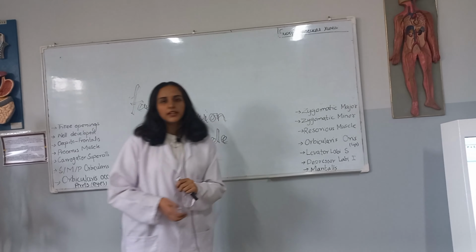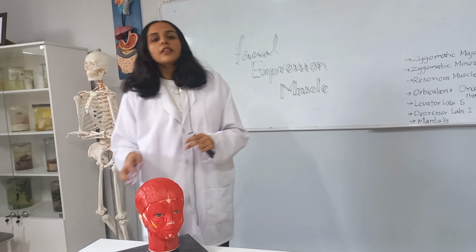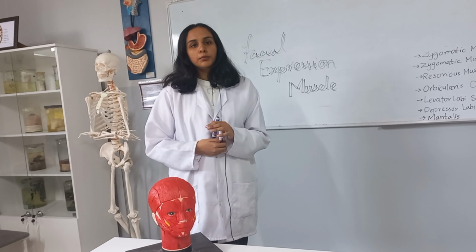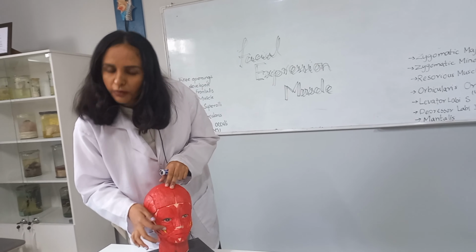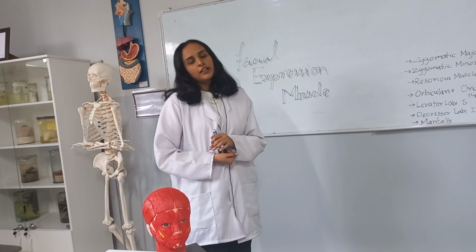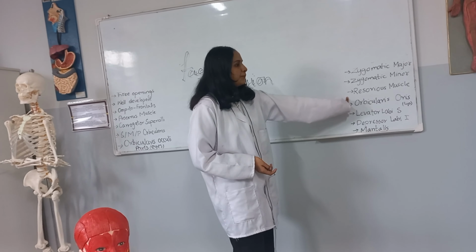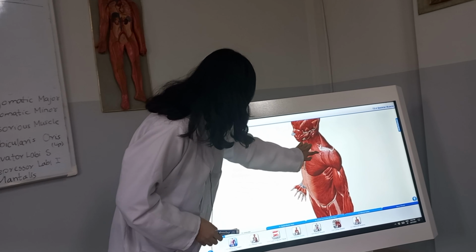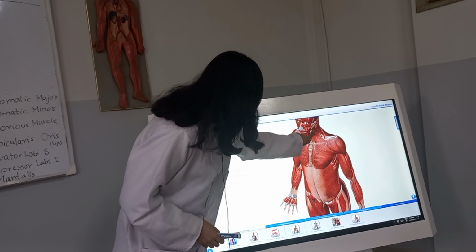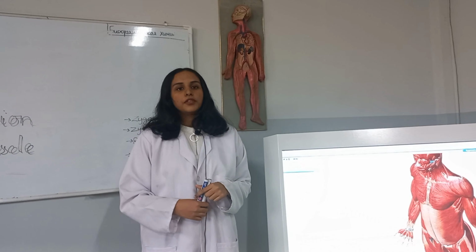The function of zygomatic major muscle. Here is our zygomatic major muscle. It is used in smiling, like broad smiling, and it is also called laughing muscle. And this muscle, zygomatic minor muscle, is called muscle of contempt. Then we have risorius muscle. You can see here, this is risorius muscle. It is called the muscle of grinning, and it is also called muscle of broad smiling.